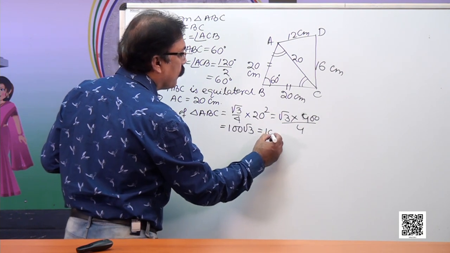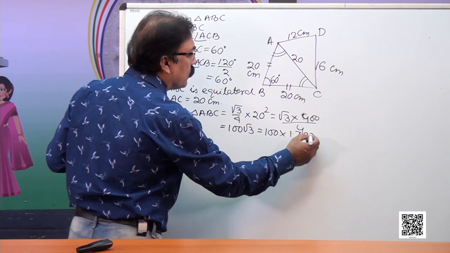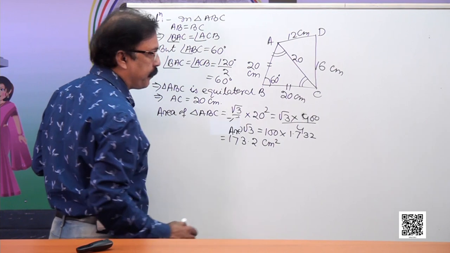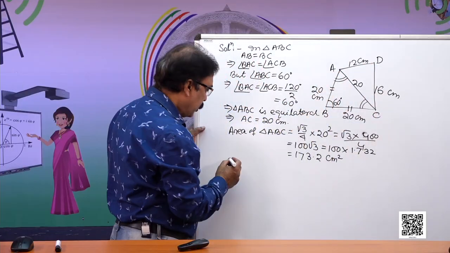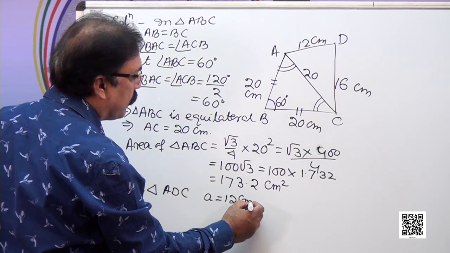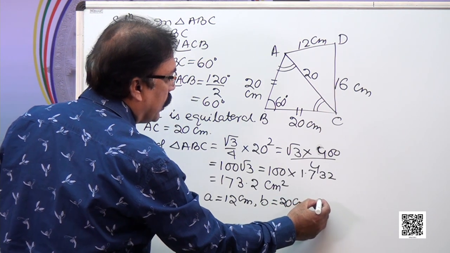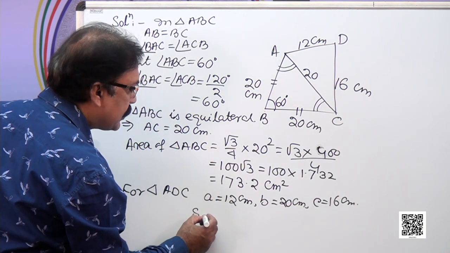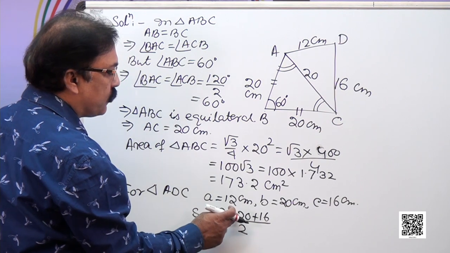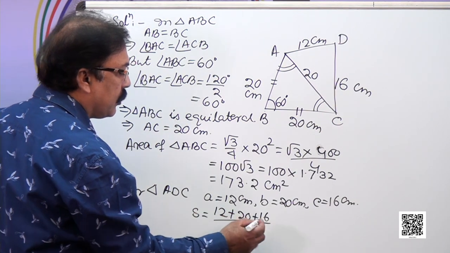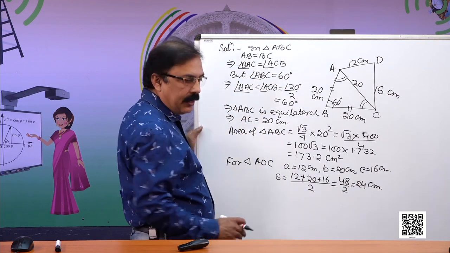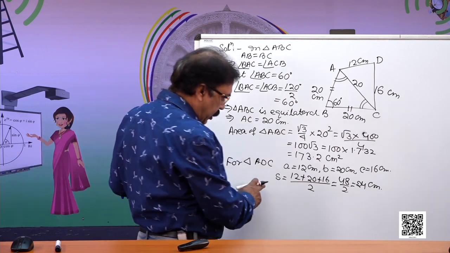Now, the value of root 3 is 1.732. So, we can say this is 173.2 centimeter square. Now, let us find the area of triangle ADC. So, for triangle ADC, let small a be equal to 12 centimeter, b equal to 20 centimeter, and c equal to 16 centimeter. Then what is s? S is equal to 12 plus 20 plus 16 by 2. Here it is 20 plus 16, 36 plus 12, that is 48. 48 by 2, that is 24 centimeter. Now we have to find the area of the triangle ADC.